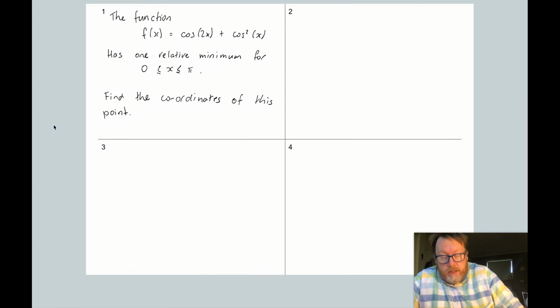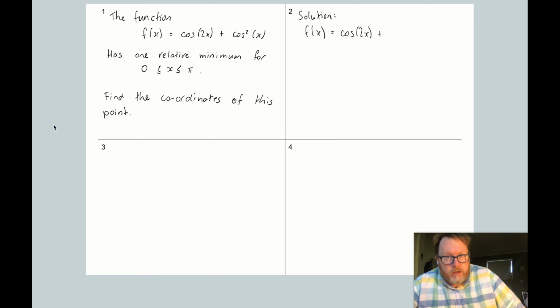So let's do that first step. Let's just write solution. I'll start by rewriting it again, just easier if it's all together. f of x equals cos of 2x. So put the brackets there so we know that it's cos of all of 2x, not just cos of 2. And we've got cos squared x there added together. Remember that means cos x all squared.